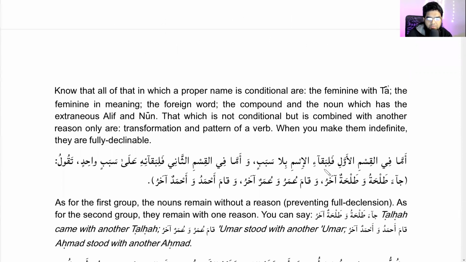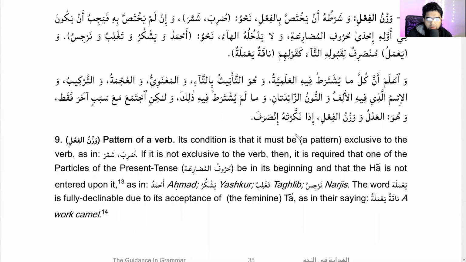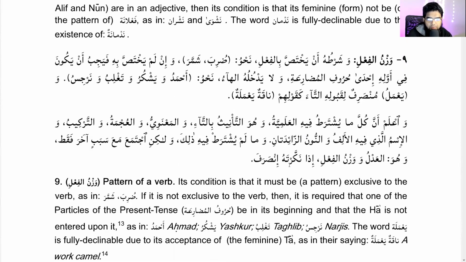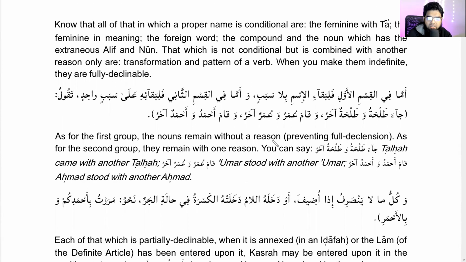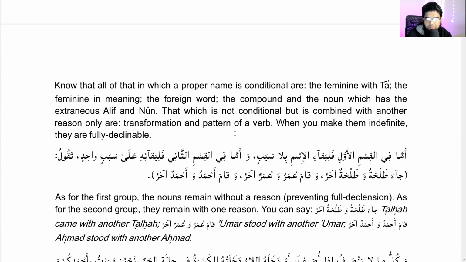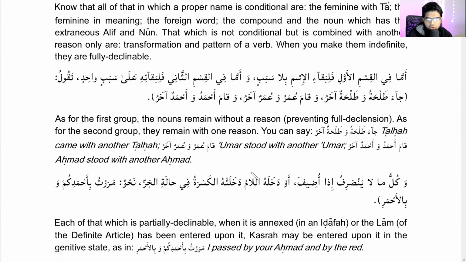Okay. أما في القسم الأول فلبقاء الاسم بلا سبب والعدل ووزن الفعل ولكن اجتمع مع سبب آخر فقط. Both of them إذا نكرته انصرف. Both of them. So قام عمر وعمر آخر. Umar stood with another Umar. قام أحمد وأحمد آخر. Ahmad stood with another Ahmad. وكل ما لا ينصرف إذا أضيف أو دخله اللام دخلته الكسرة في الحالة الجر نحو مررت بأحمدكم وبالأحمر.